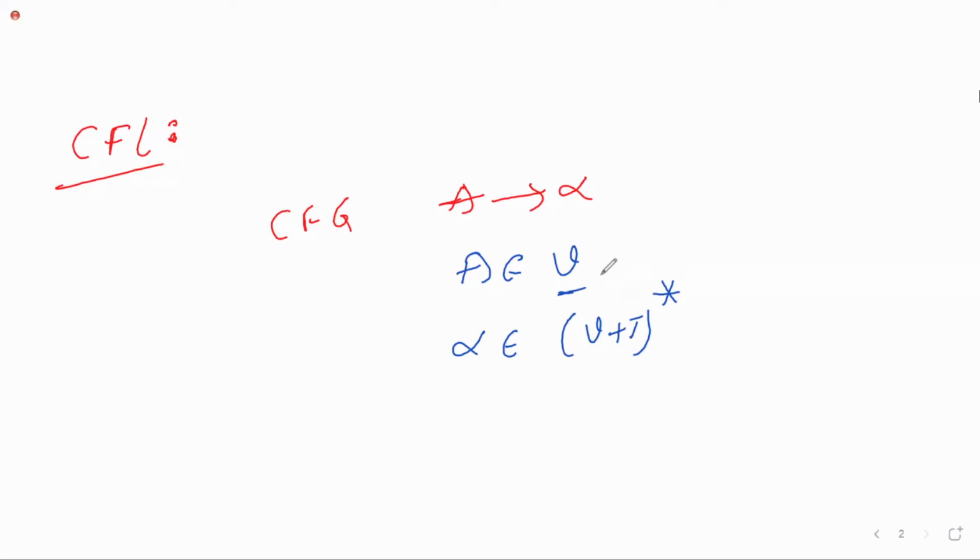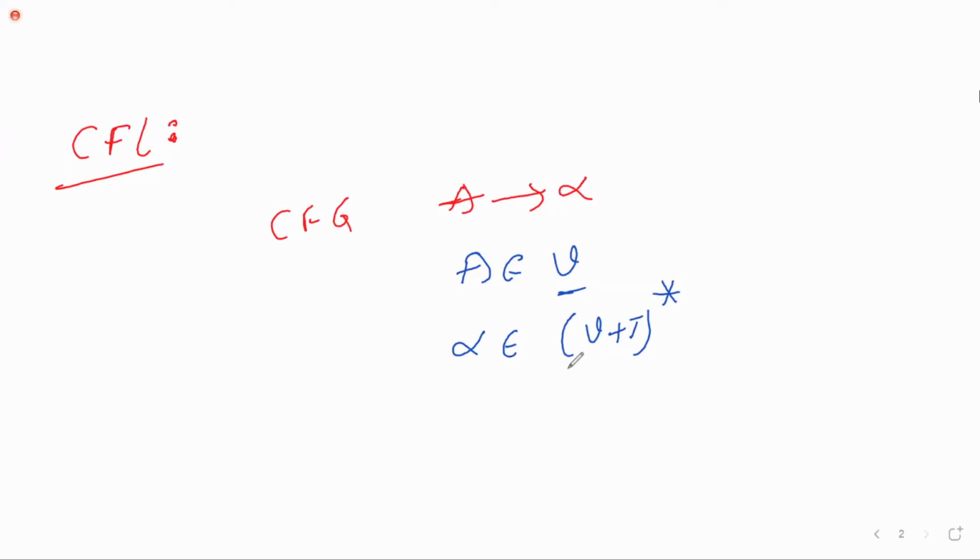A belongs to V. What is a V here? Variable, ma'am. Variable means, is it in the capital letter or in the small letter? Are variables in caps or small? Based on this, did I write a capital letter or a small letter here? Capital, ma'am. So variables are always in the capital letters.